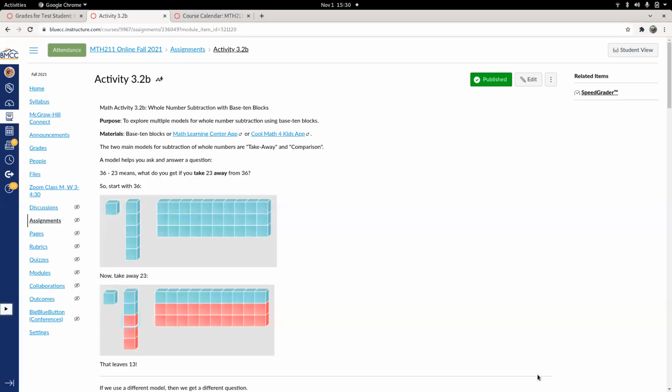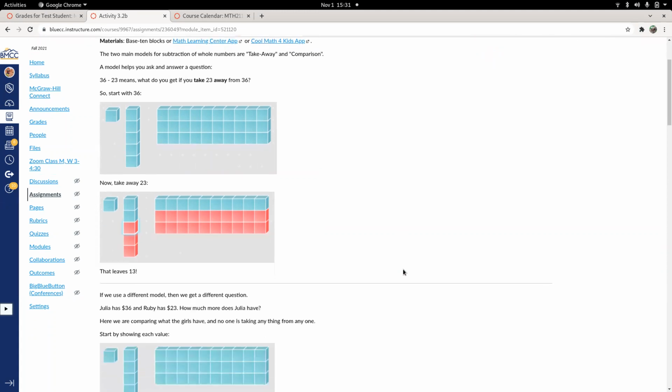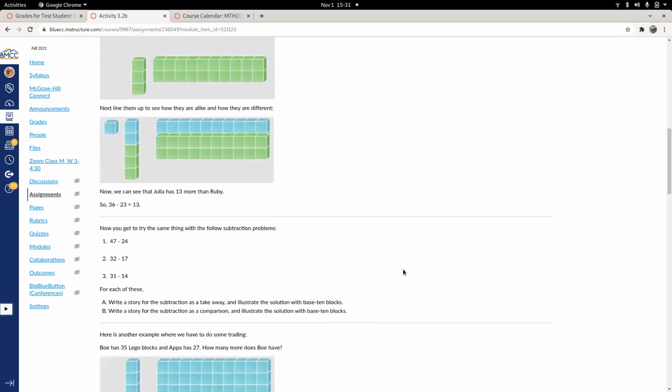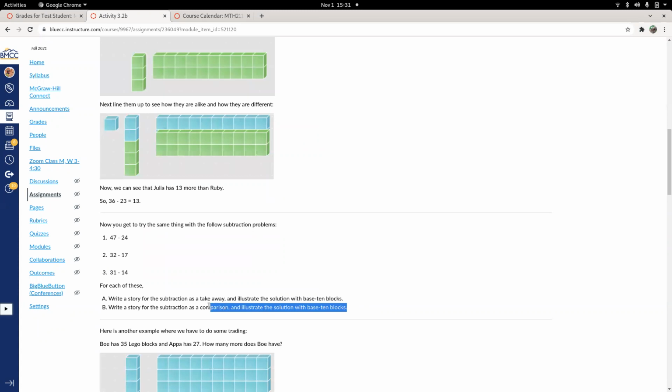So in activity 3B, this is where you get to try and demonstrate your understanding of the two models, takeaway and comparison, and the use of blocks to demonstrate why those work with our standard algorithm. So I'm going to pick a new problem different than the ones already here. And then I'm going to write a story for takeaway and a story for comparison and show it with the blocks.